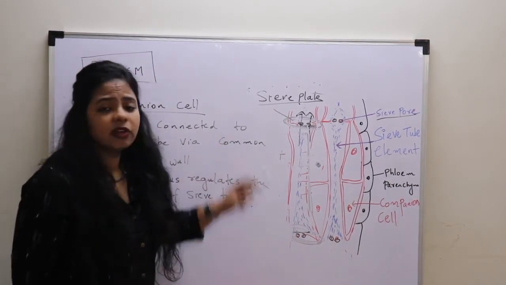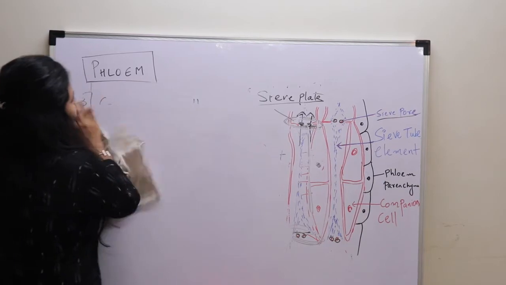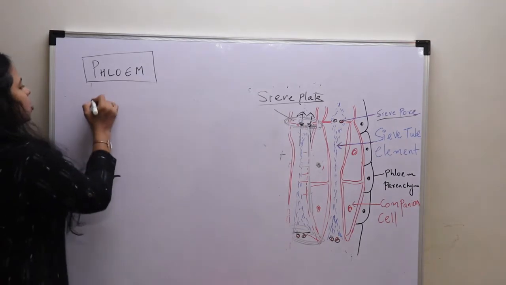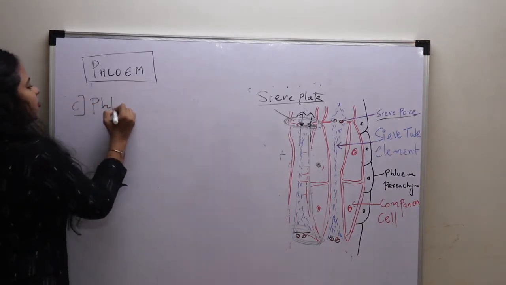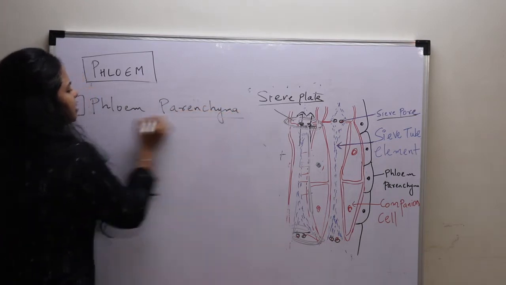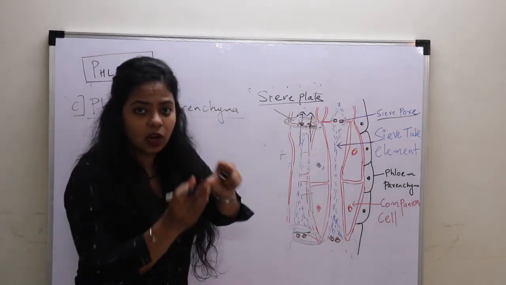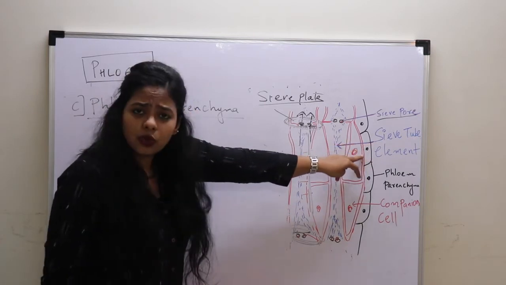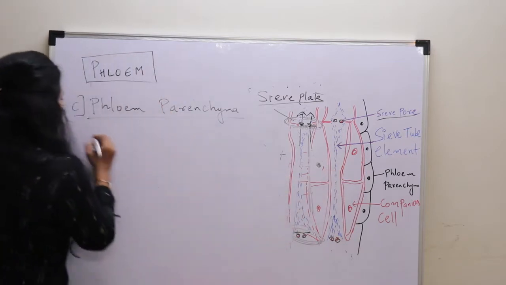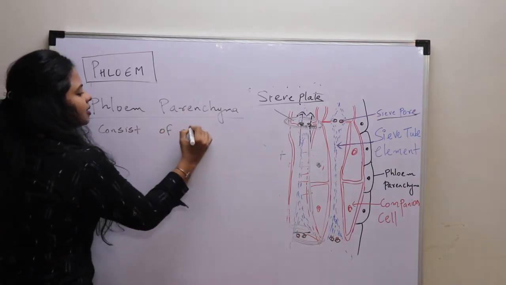Now the next part of the phloem is phloem parenchyma. See in the diagram you have the black cells. These black cells here are phloem parenchyma. So the third part, that is C, phloem parenchyma. As you can see in the diagram itself, the phloem parenchyma consists of a bit elongated cells. They have a distinct nucleus and dense cytoplasm. Now, what is the function of this phloem parenchyma? Let's see. Phloem parenchyma consists of elongated cells.